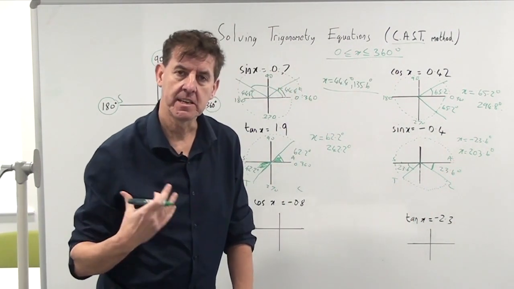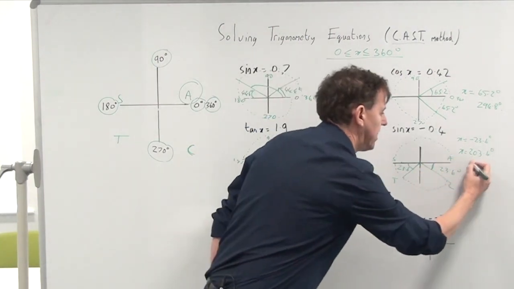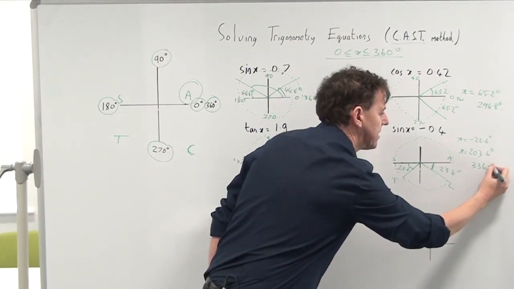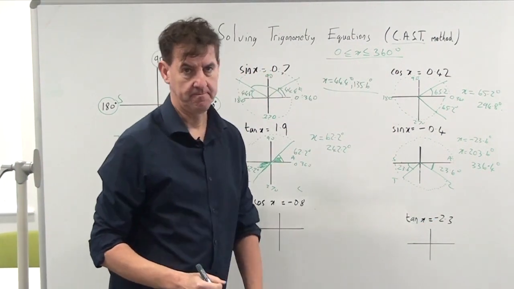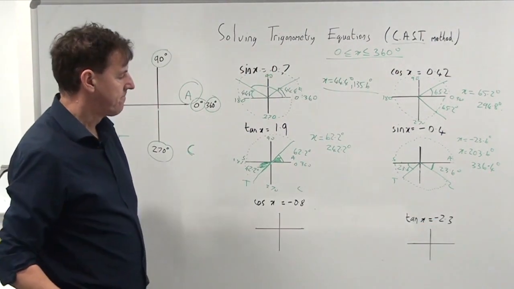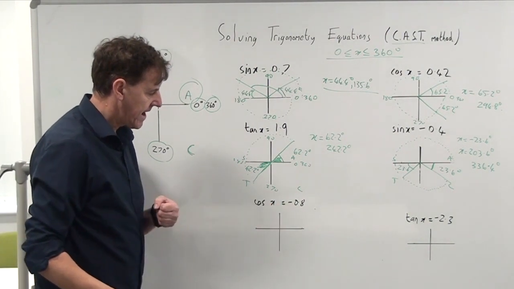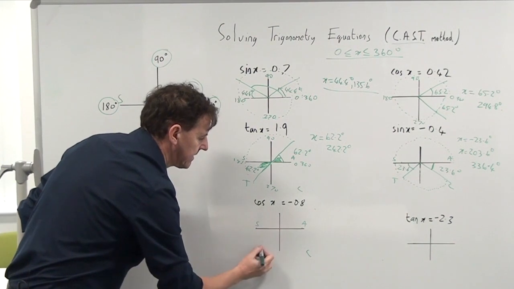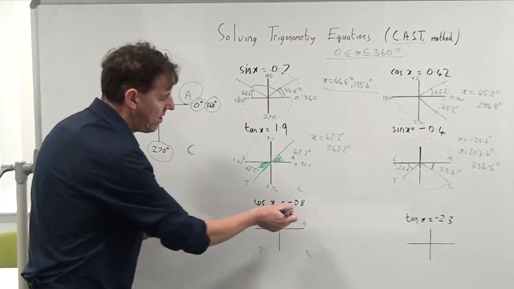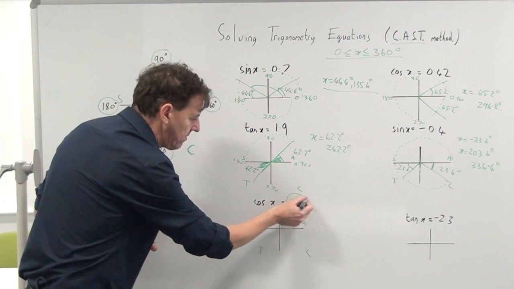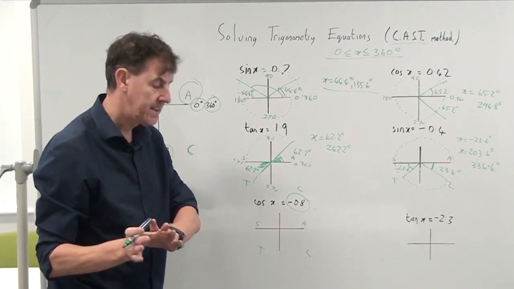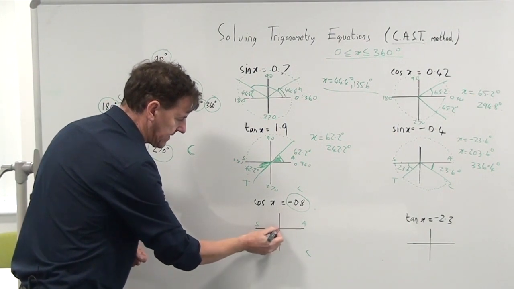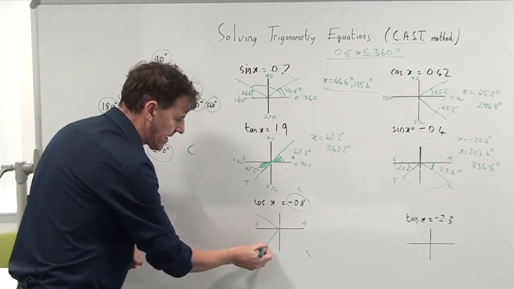So do 360 take away 23.6, which comes to an answer of 336.4 degrees. Now over here, cos x equals a negative number. Let's put our CAST in. This time, it's a negative value. Some lines are where cos is negative. Cos is positive here and here, so it must be negative here and here.